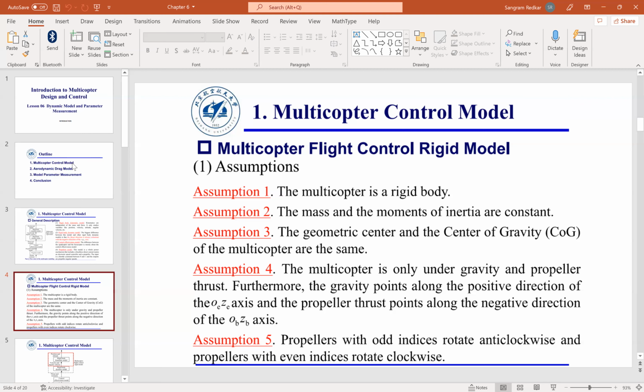And here is the last assumption. So basically this is just for convenience. If you have odd props, so prop number 1 and prop number 3 will rotate counterclockwise. Prop number 2 and prop number 4 would rotate clockwise. So the assumption for the first point is that it's only under gravity and thrust.